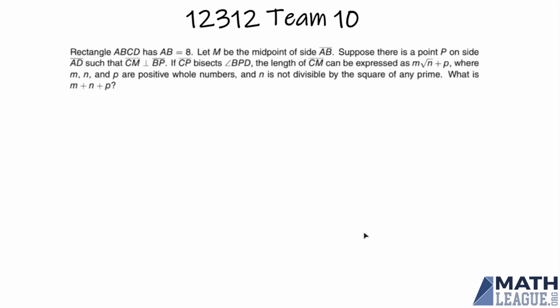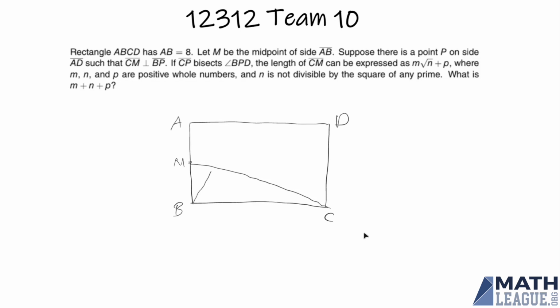So, as always, we start with a diagram. We're going to try to draw as accurately as we can, though we don't know that many lengths yet. So we have ABCD, and M is the midpoint of AB, so here. And then we're going to draw CM, and then the point P on AD, so it's perpendicular, something like this. And CP bisects angle BPD, so we can draw this line here, and these two are congruent angles. So from here, we're going to have some observations.